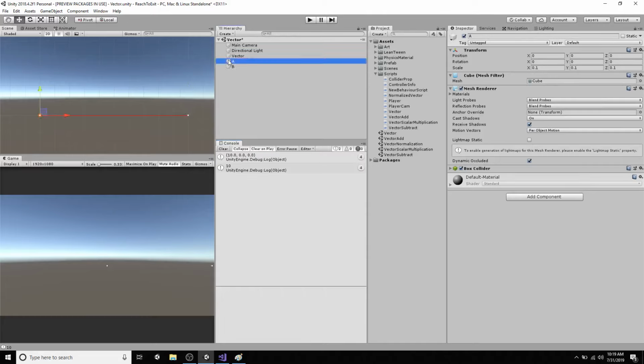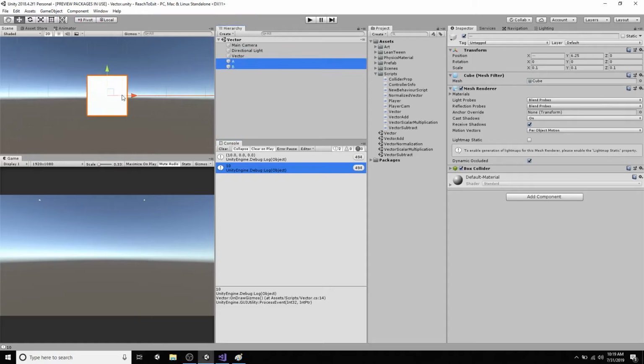So I hope you guys understood what a vector is. A vector has magnitude and direction, but it doesn't have any position. So even if I move it left, right, or up, down, the direction is the same. You get the same direction 10, 0, 0, and the length is 10. This is very useful in game development. So that is all about vector.